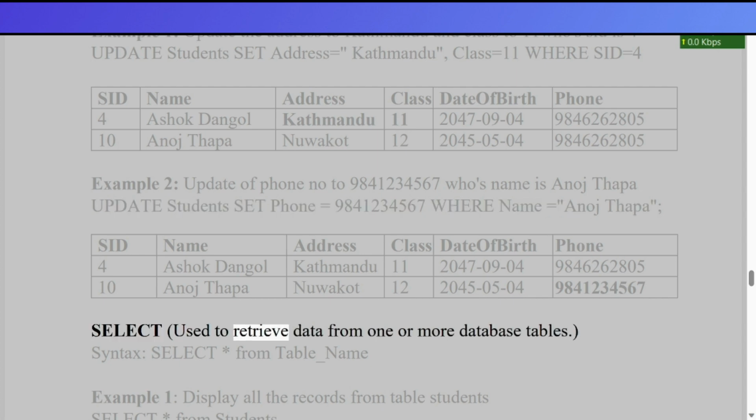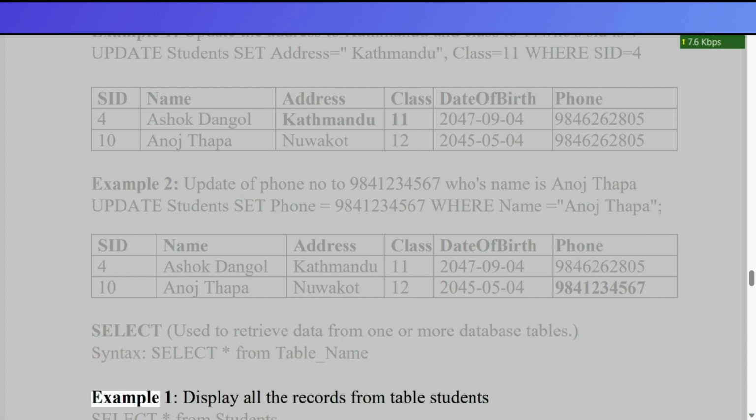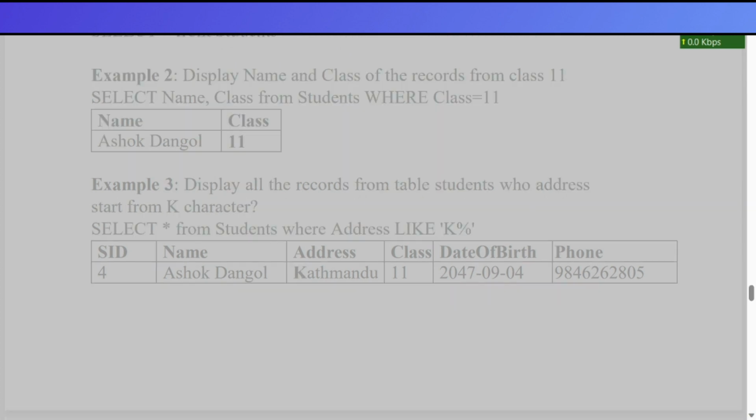Select is used to retrieve data from one or more database tables. Syntax: select asterisk from table_name. Example 1. Display all the records from table students. Select asterisk from students.